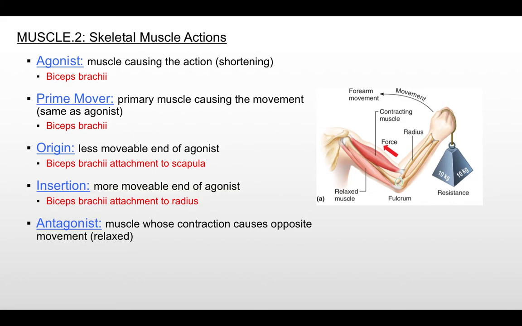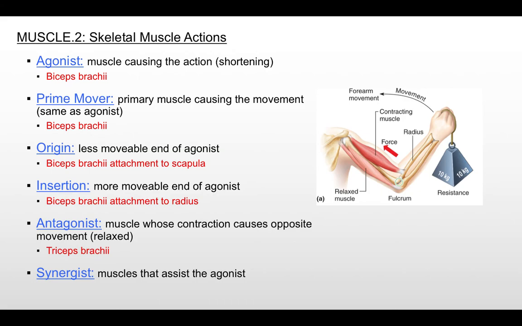The antagonist is the opposite muscle. So almost every muscle we have exists in a paired grouping. Even things we might not consider, like our pectorals, are balanced by our lats in the back. So the antagonist is whoever is relaxed. In this case, our biceps brachii are our agonist, so our triceps brachii would be our antagonist.